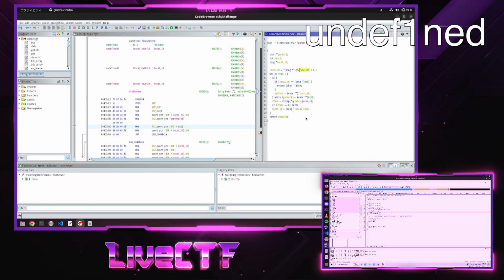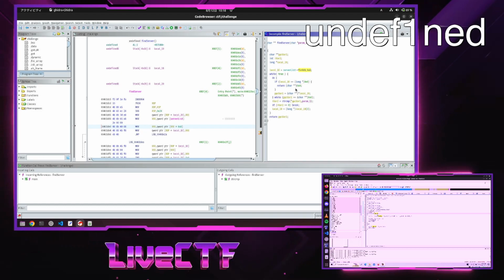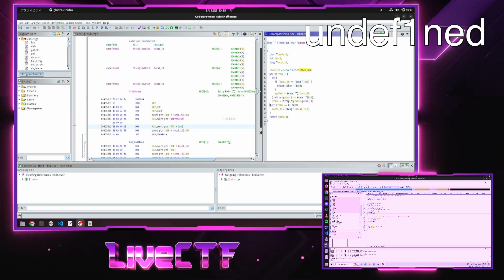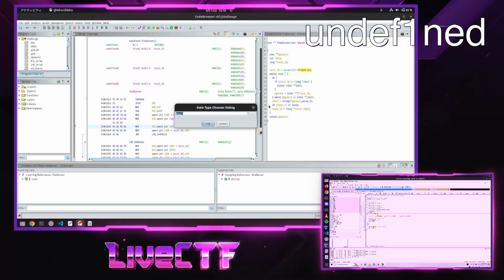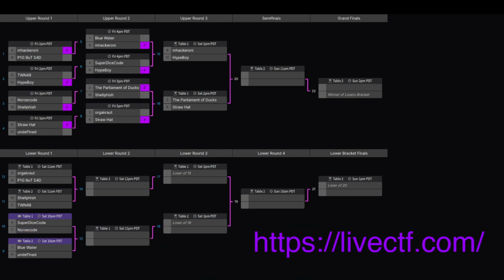Yeah. A couple. So as our competitors are digging into it here, they're doing the standard reverse engineering. Would you want to take a look at the bracket and sort of? Yeah, we can talk about the bracket, what we're going to see today. So we've got, as you can see, it's a double elimination bracket.